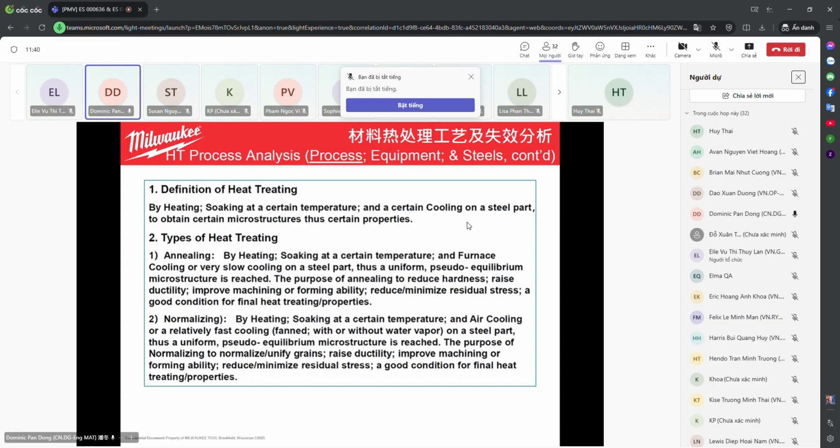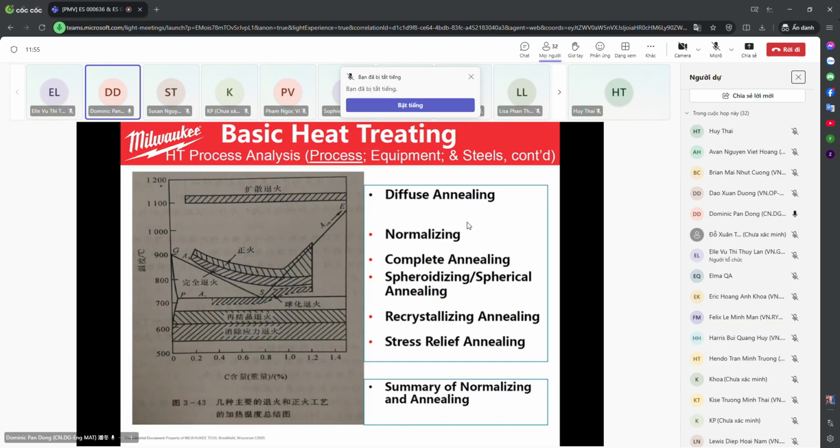Then types of heat treating. I don't want to go into the details of each heat treatment type, but just some words, so maybe you can have some impression. Annealing and normalizing and so-called stress relieving, and so on.